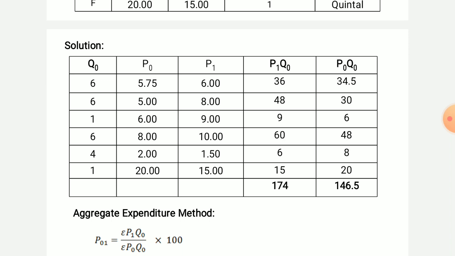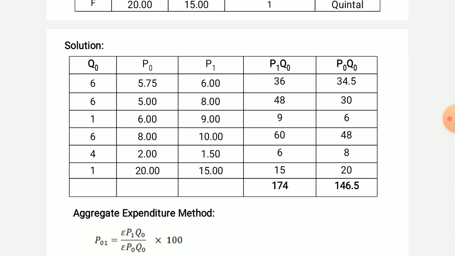And then calculate P0 Q0, base year price and base year quantity: 5.75 into 6 is 34.5, 6 fives are 30, 6 ones are 6, 8 sixes are 48, 2 fours are 8, and 20 ones are 20. And then find the sums. Sigma P0 Q0 is equal to 146.5, and sigma P1 Q0 is equal to 174.